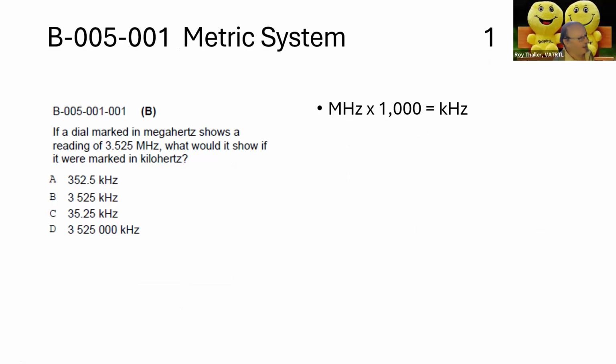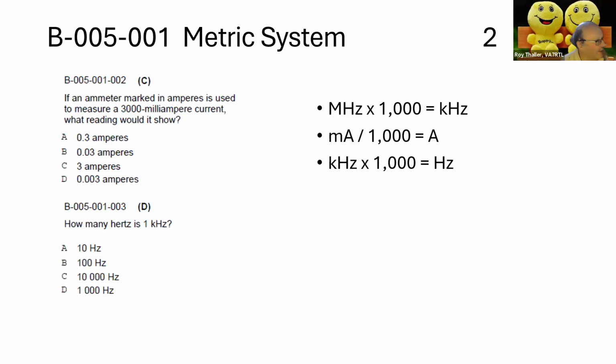Starting off here, when you need to know the metric system, you either have to multiply by 1,000 or divide by 1,000, except for one question. In this case, we're going from megahertz to kilohertz. You have to multiply by 1,000, so the answer is B. Here's another question, converting 3,000 milliamps to amps. You're going to have to divide by 1,000. So 3,000 divided by 1,000 is 3 amps. So C is the correct answer.